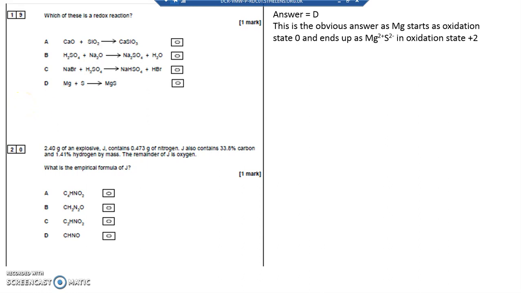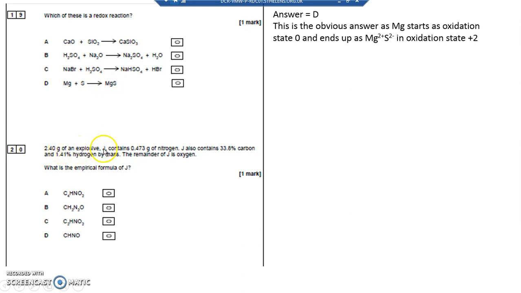Mg2+ S2-. So the Mg has gone from 0 oxidation state, not bonded to anything, no charge, to 2+ oxidation state. So that has gone from 0 up to +2, it's been oxidized. The S has gone from 0, an element on its own with no charge, to S2-, because it's in group 6 and gained 2 electrons, taking them from the Mg. So it's gone from 0 down to -2, that's been reduced. So you've got oxidation and reduction, so that's the obvious answer, D. And so I'd ignore some of these more complicated equations here and look straight to D.